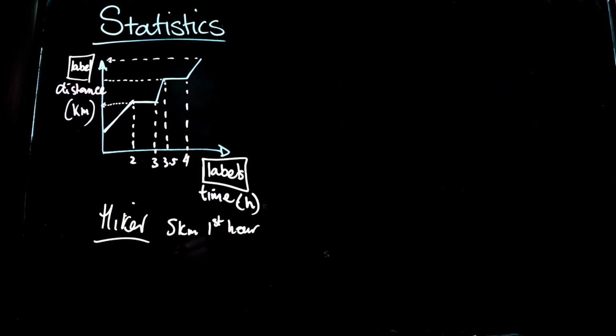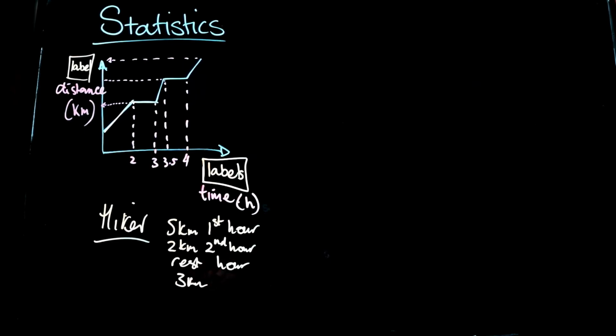Okay, 2 kilometers in the second hour, and then they're going to have a rest for an hour, and then they're going to walk 3 kilometers. So that was the third, so this would have to be the 4th hour. Okay, so when you get all that data, you're asked to plot that on a line graph.